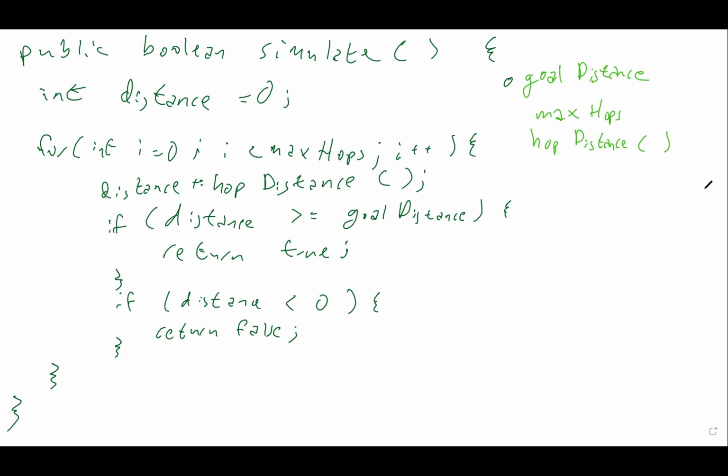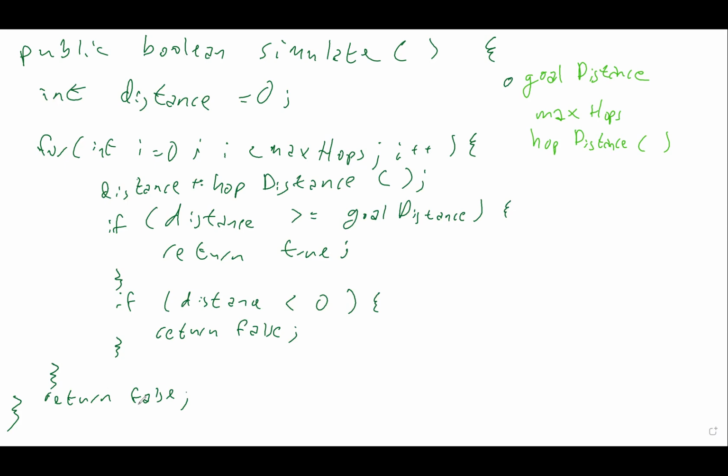We return false if not. We need to return false if we exit the loop because we didn't make it to the goal and we didn't go negative, which means we made the max number of hops, but we didn't make it to the goal. So we then say return false after our loop is over because we know we did the max number of hops, but we didn't reach the goal.